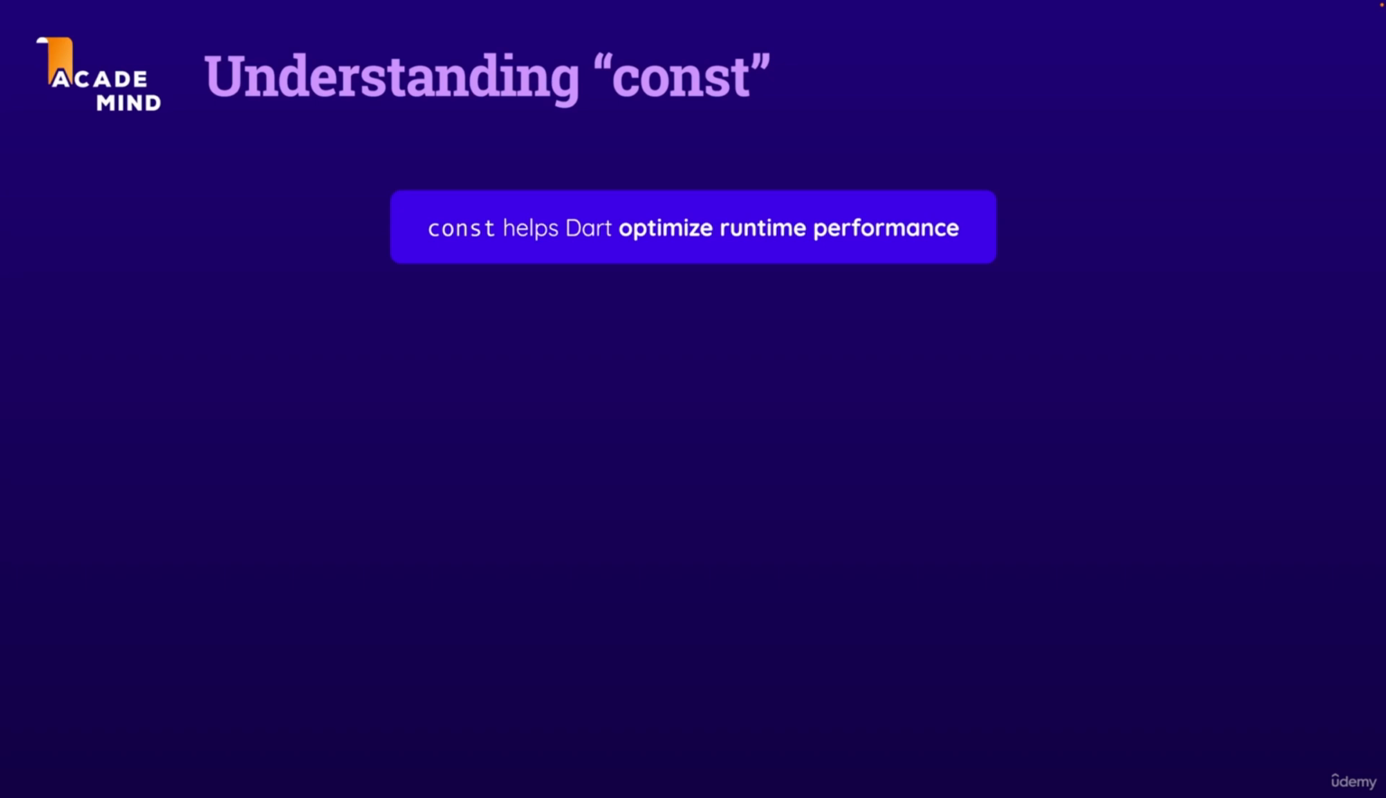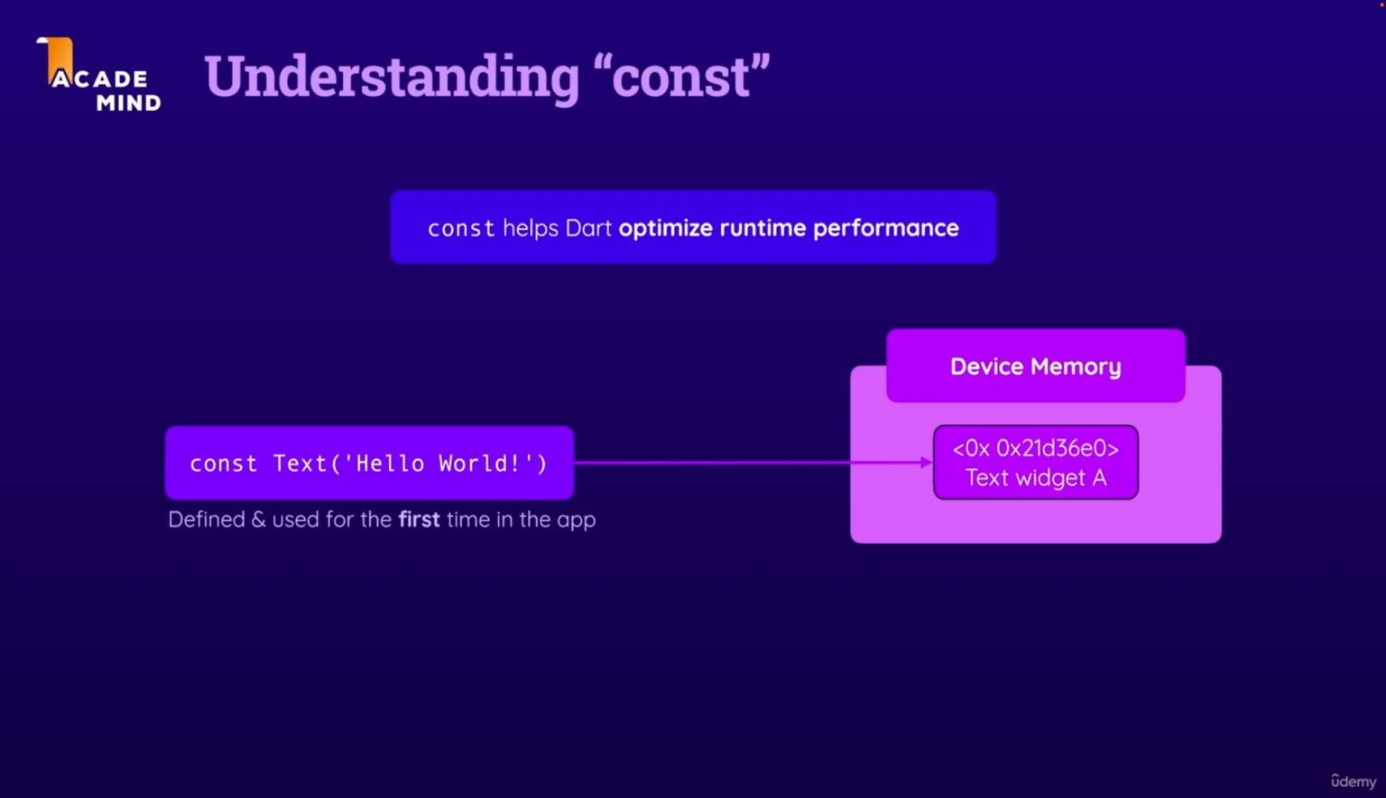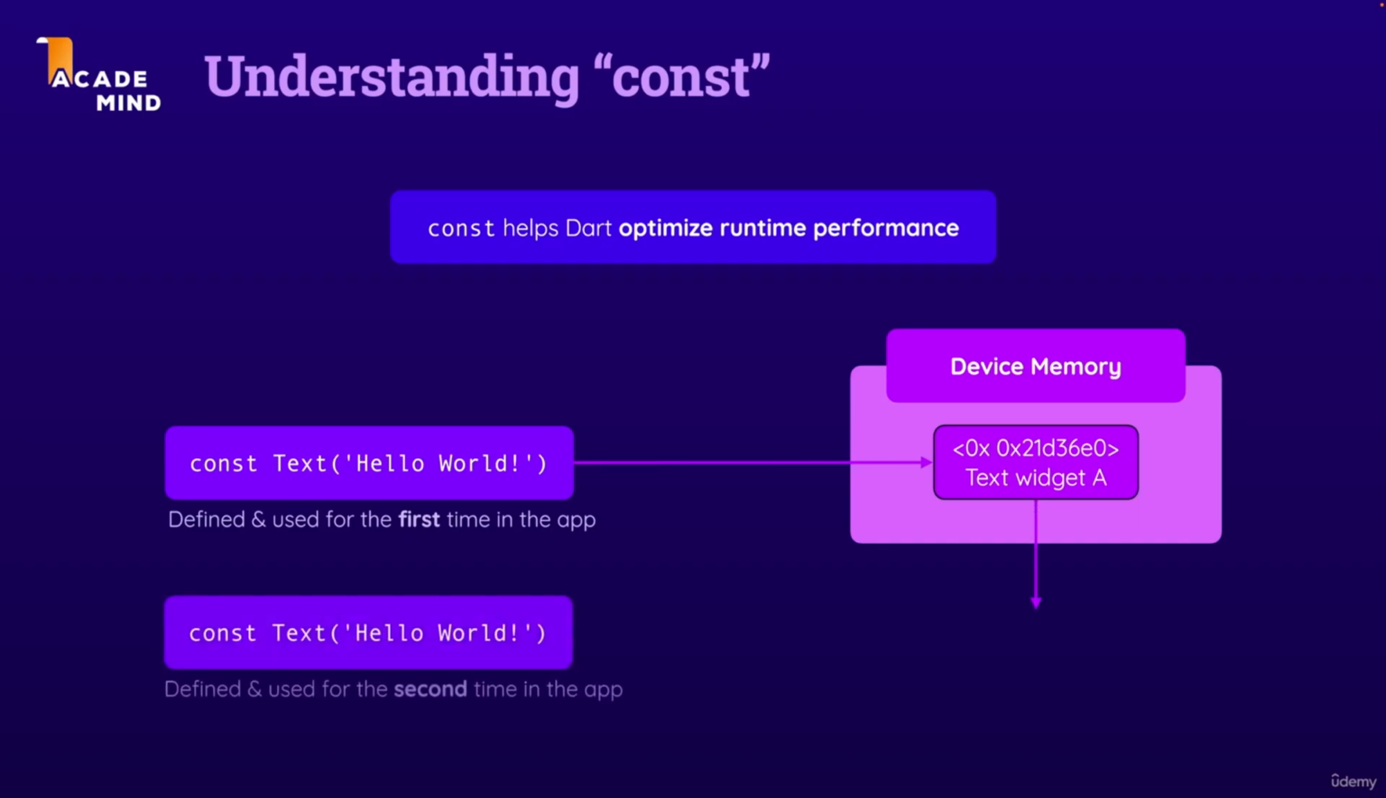And how does it do that? Well, if you mark something as const, let's say a text widget that you're using in your app, then this text widget will be stored internally in the memory of the device on which the app runs. And that will always be the case, no matter if you use const or not. Once your code executes, the things that are created by your code, the widgets for example, will be stored in the device memory. But with const, when you then use that same widget with the same text a second time in the app, that existing memory thing will be reused instead of a second memory object being created.